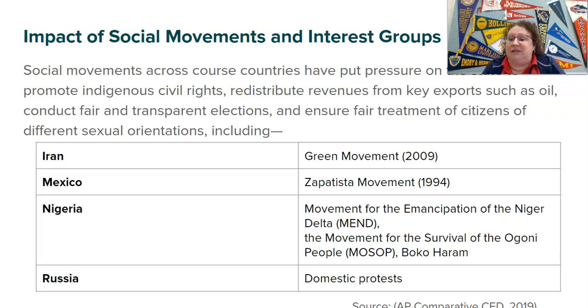They were not successful, but they were fighting for indigenous rights. In Nigeria, you've got the Movement for the Emancipation of the Niger Delta and the Movement for the Survival of the Ogoni People. Going back further to the civil war, there was the Biafra movement, wanting to have the Niger Delta be independent. But that's where all the oil is, so Nigeria's not going to let them go easily.